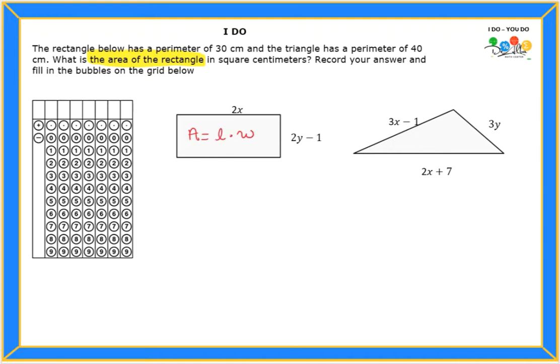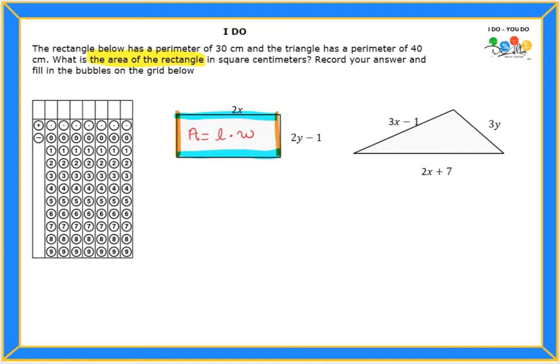Okay, so I do not have specific measurements, but I have some expressions for them, right? For example, the length of my rectangle is 2x. The opposite length is also 2x. The width is 2y minus 1. So the opposite is also 2y minus 1. Okay, that's my rectangle. Now, what else do I know about the rectangle?